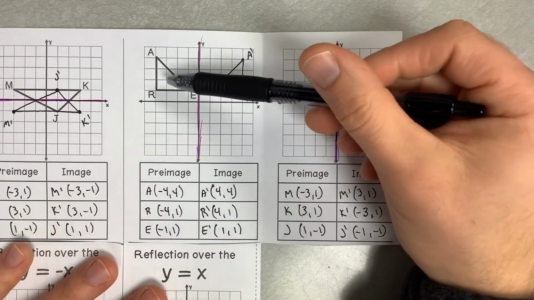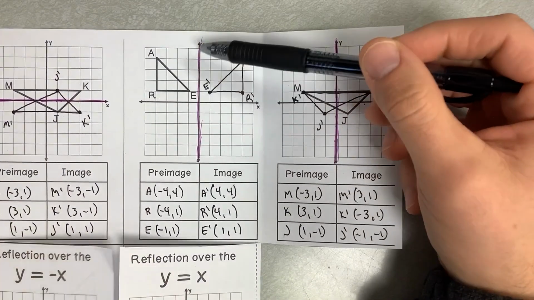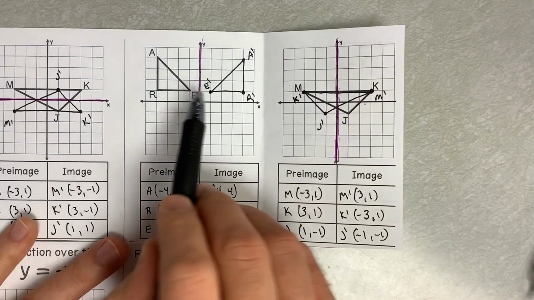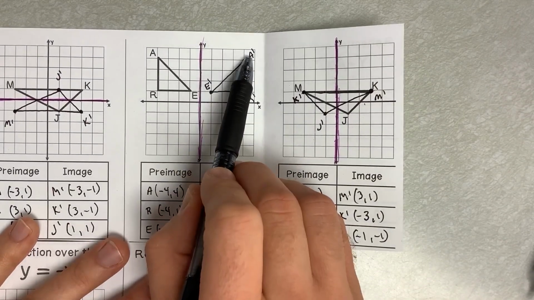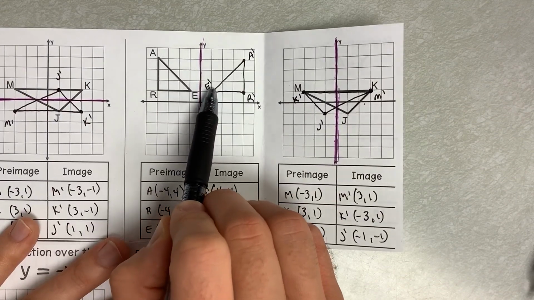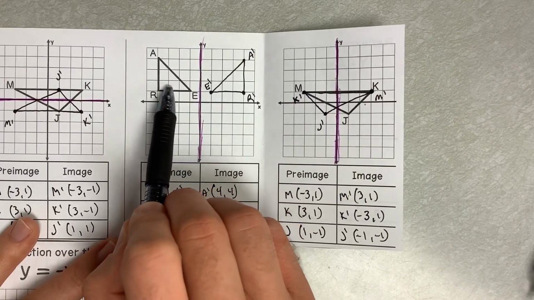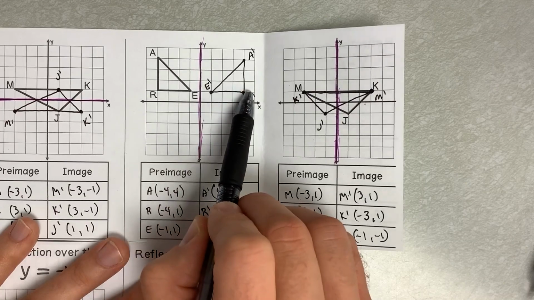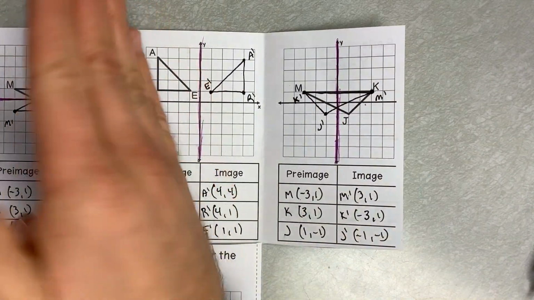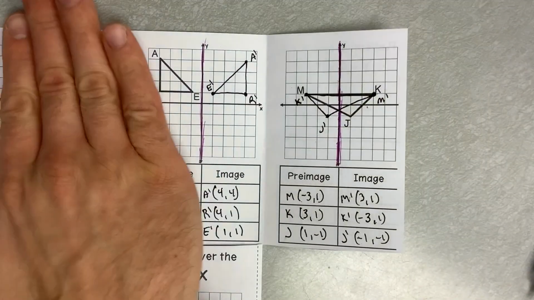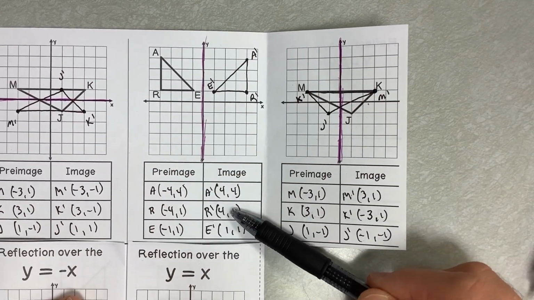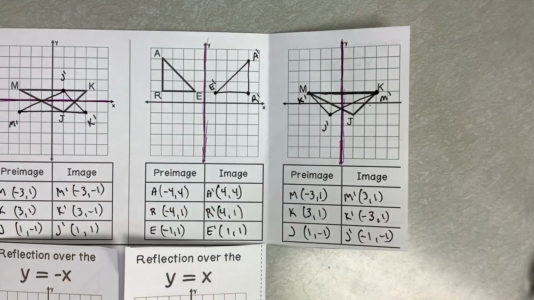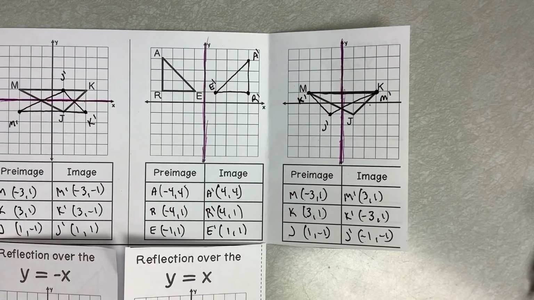Okay, so check your work. I have my triangle ARE. I'm reflecting across the Y. Notice if my A was 1, 2, 3, 4 left, I'm gonna go 4 right. If my E is 1 left, I go 1 right. If my R is 4 left, I go 1, 2, 3, 4 right. This triangle is now perfectly reflected, flipped over the Y-axis. And again, those are all my pre-image points and my image points, and we're done. That is it, guys. It's that simple.